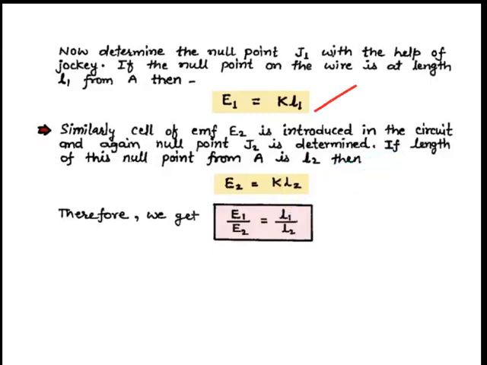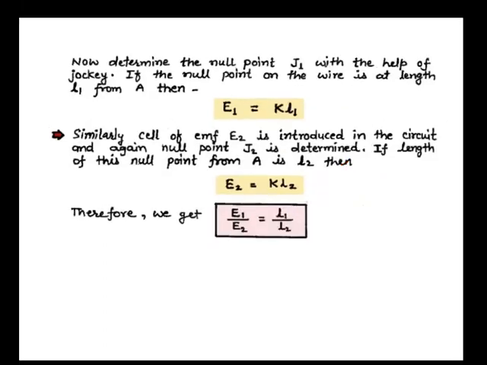So if we divide the two equations, we will get E1 by E2 equals L1 by L2. So by this method, we can find the ratio of the EMFs of the two primary cells. We can compare the EMFs of two primary cells. Right, children?